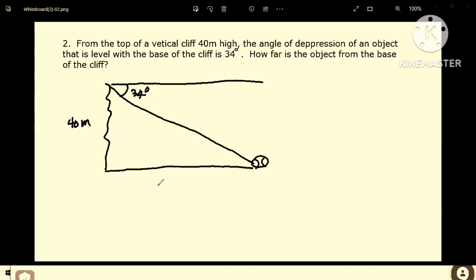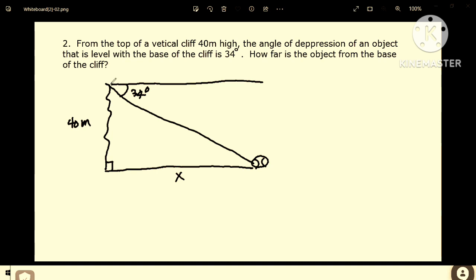Now, the question is, how far is the object from the base of the cliff? So, obviously, this side is missing, no? Again, take note that we have formed a right triangle here, but the problem is the angle is outside of our right triangle. So what do we do now?